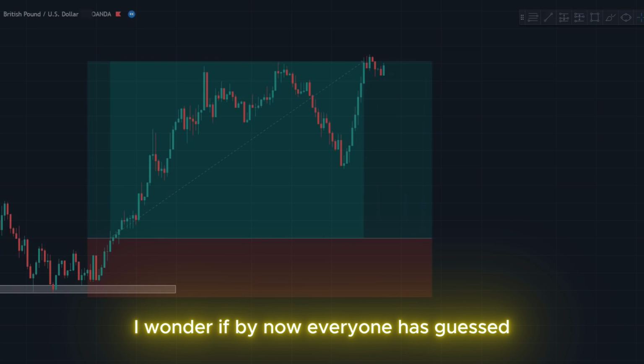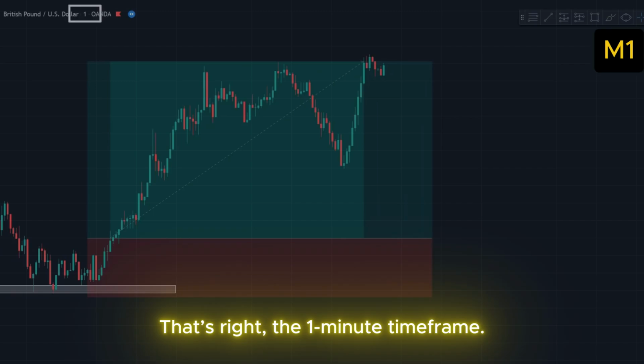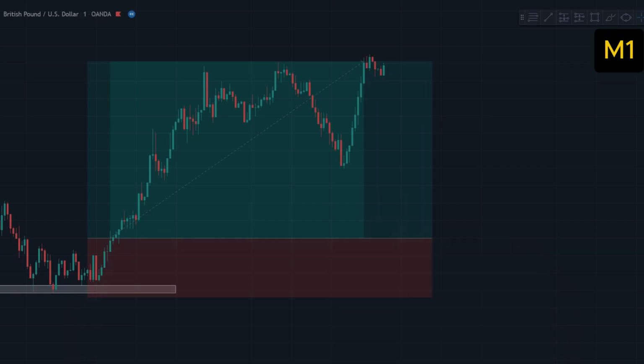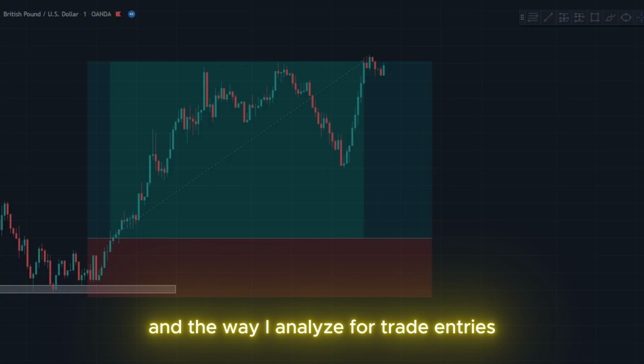I wonder if by now everyone has guessed which time frame I used for trade execution. It's the 1 minute time frame. That's right, the 1 minute time frame. But as you can see, the way the market moves and the way I analyze for trade entries is no different from larger time frames.